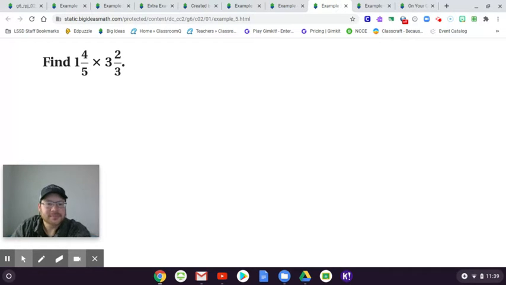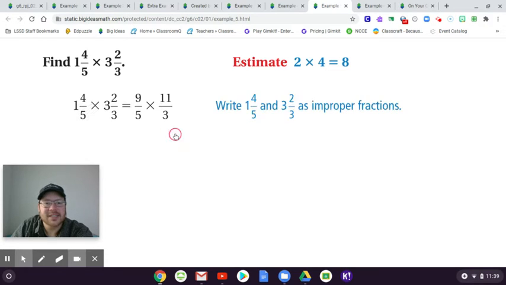Okay, next example. Find 1 4/5 times 3 2/3. So the first thing is to turn 1 4/5 into an improper fraction. Then also turn 3 2/3 into an improper fraction. All right, and hopefully you ended up getting 9/5 and 11/3. So now, see if you can cross cancel and simplify.